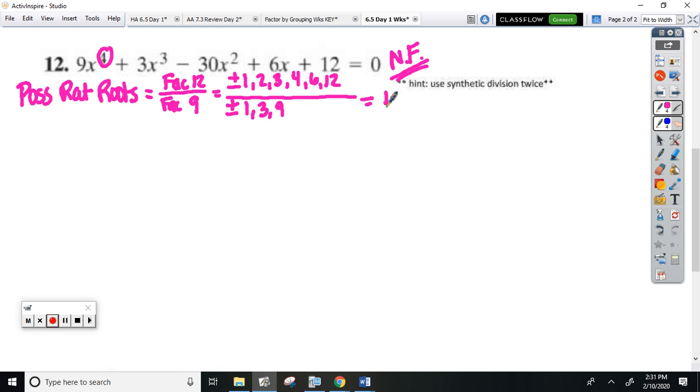So we would get plus or minus 1, 2, 3, 4, 6, 12, as well as 1/3, 1/9, 2/3, 2/9, 3/3 is 1, 3/9 is 1/3, we already got that, 4/3, 4/9, 6/3 is 2, 6/9 would be 2/3, we got that, 12/3 is 4, and 12/9 would be 4/3. So we got them all. Now we need to figure out which one, or in this case, which ones work.